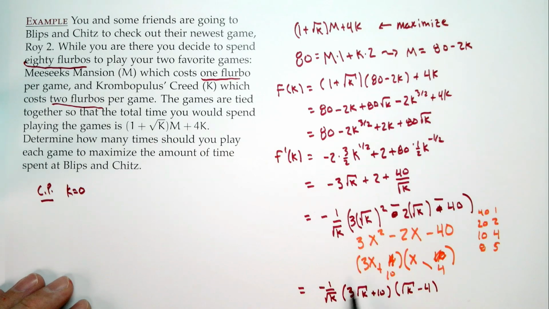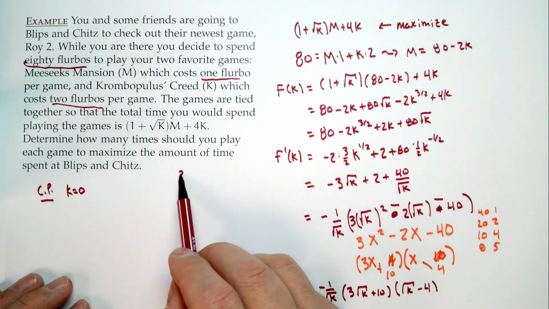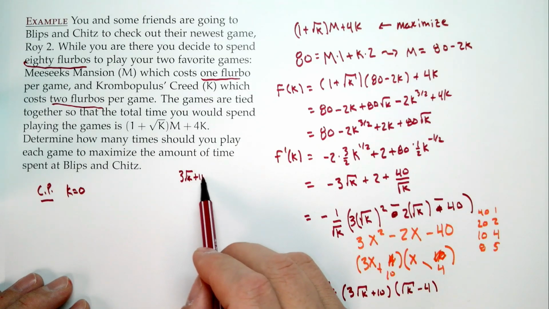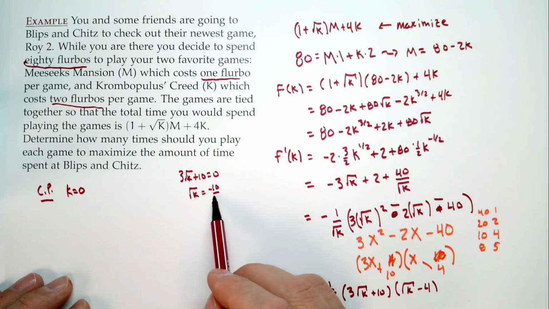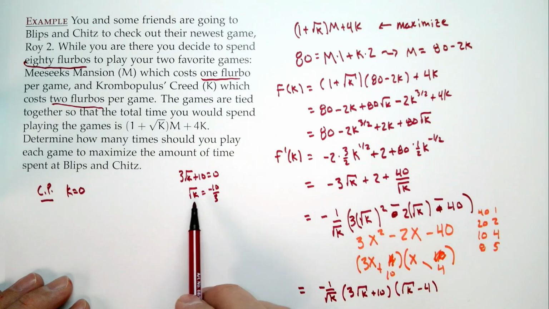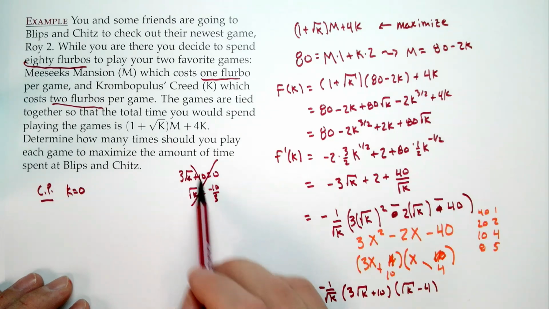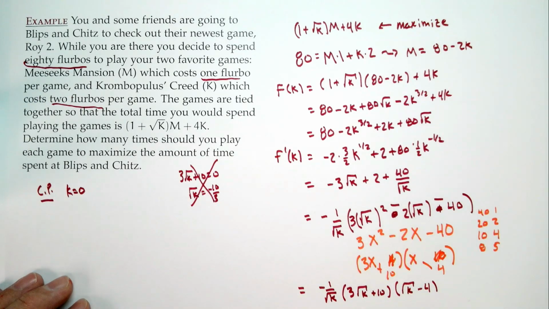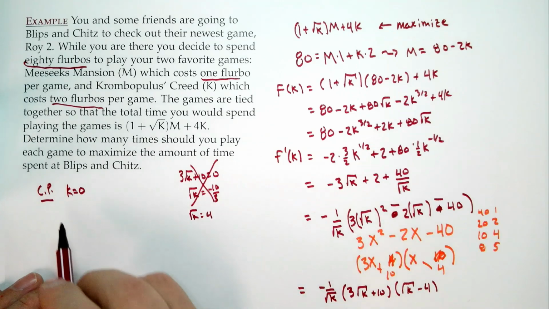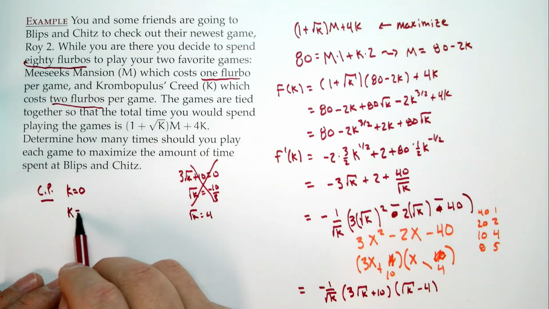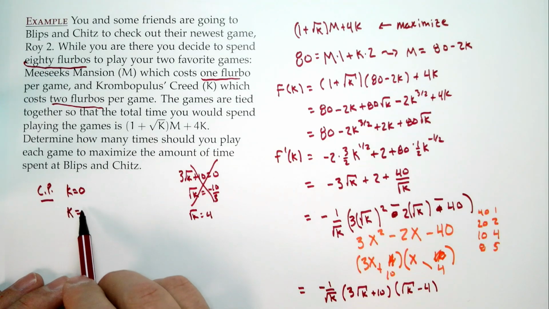How about this term? Here, it won't actually be a critical point. Why not? If 3 times root k plus 10 equals 0, that tells us that root k has to equal negative 10 thirds. I can't have the square root of a number be negative 10 thirds. So that is out. Whatever comes out of the square root is positive. This one, though, would say that root k has to equal 4. So the other possibility is that k is equal to 16.